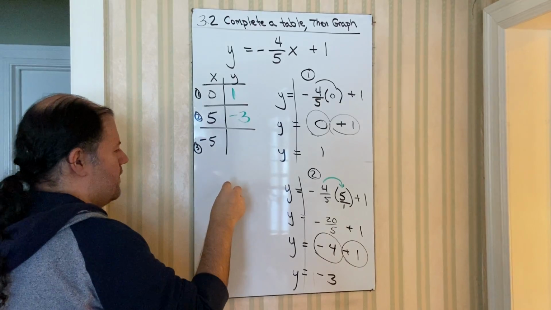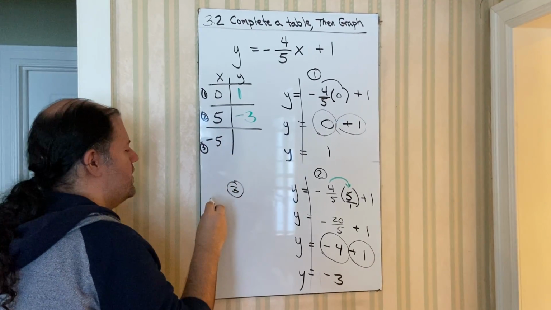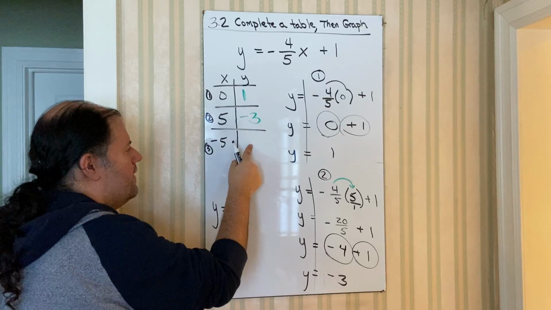And then let's do our third ordered pair. Same equation. Looks like y we keep as the variable.